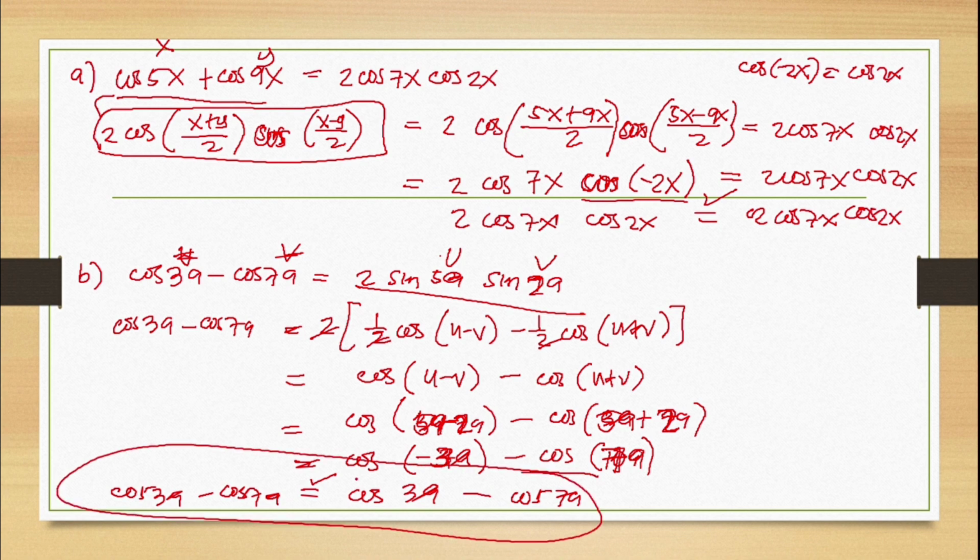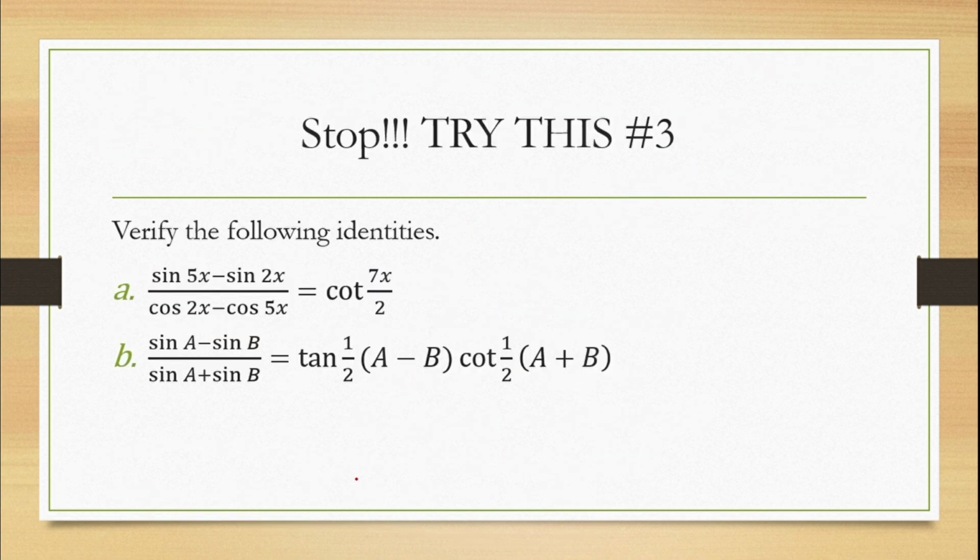Sorry for that correction. We have here u and v. So we have here the problem. Thank you so much for listening and try to answer this one. Try this number 3: verify the following identities.